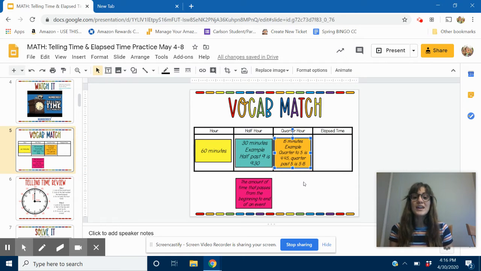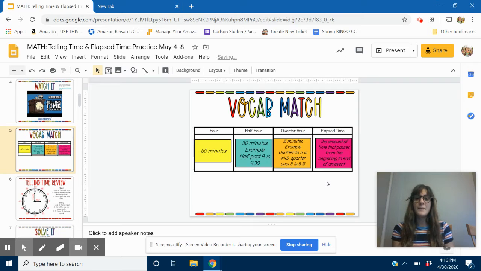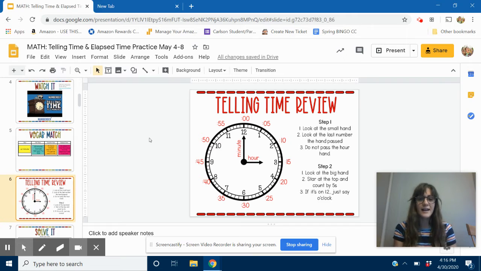Example, quarter to 5 is 4:45. Quarter past 5 is 5:15. And then elapsed time. Elapsed time is the amount of time that passes from the beginning to end of an event. All right. So if you need to go back and switch some of those, that's totally fine. But we're going to go ahead and move on to slide number 6, telling time review.